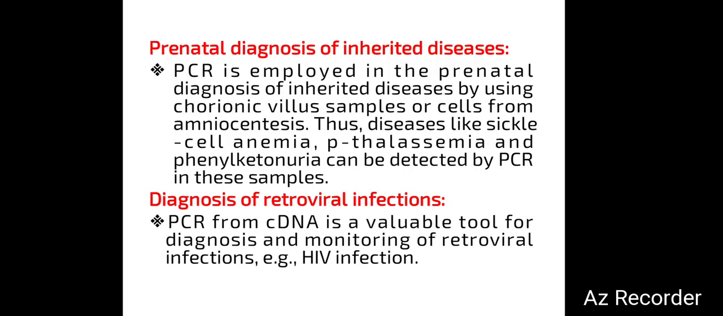And then, prenatal diagnosis of inherited diseases. PCR is employed in the prenatal diagnosis of inherited diseases by using chorionic villus samples or cells from amniocentesis. Thus, diseases like sickle cell anemia, beta thalassemia and phenylketonuria can be detected by PCR in these samples.